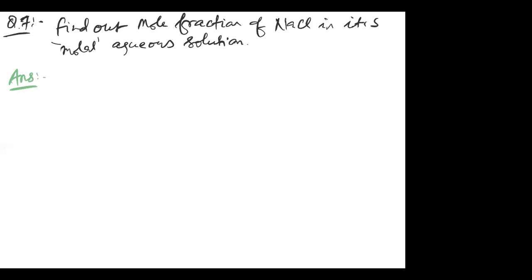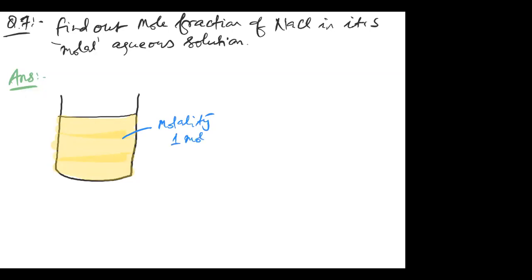Obviously, the mole fraction of NaCl is moles of NaCl out of the total number of moles. If you just try to imagine, let's say in a given vessel we have NaCl aqueous solution, the meaning of molal solution is its molality is 1 mole per kg.